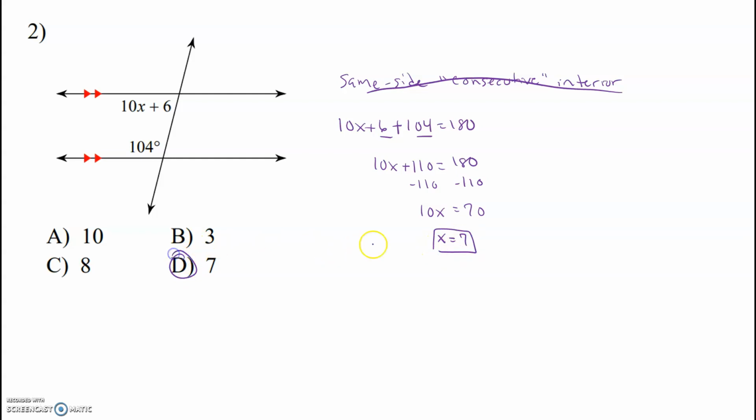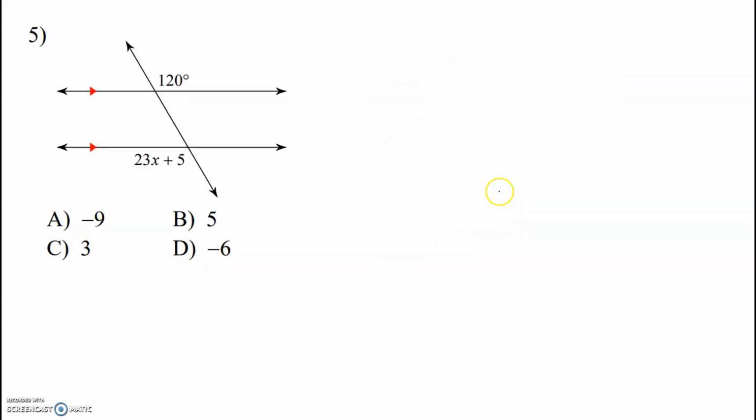So it looks like we're down here. I want you to name them, and I want to see your work. We're going to skip down to number 5 because I want to get all the different types of angles for you. So again, name your angles.